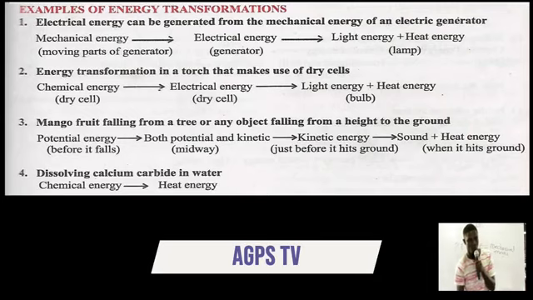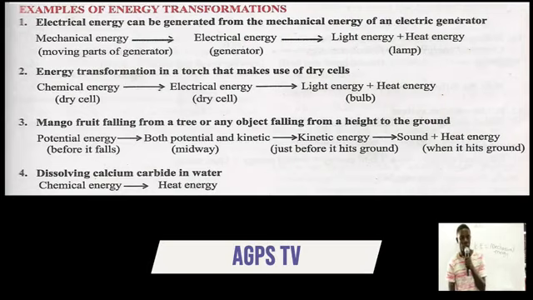So the first example is: electrical energy can be generated from the mechanical energy of an electric generator. Here, the mechanical energy will be converted to electrical energy. And the third one, the electrical energy will be converted to light energy plus heat energy. So this one too is simple. Now let's go to example 2.